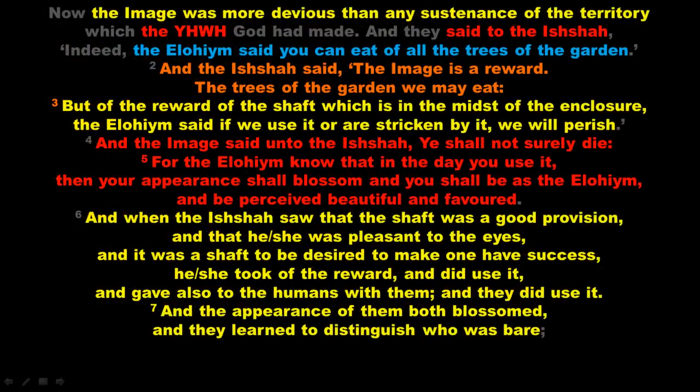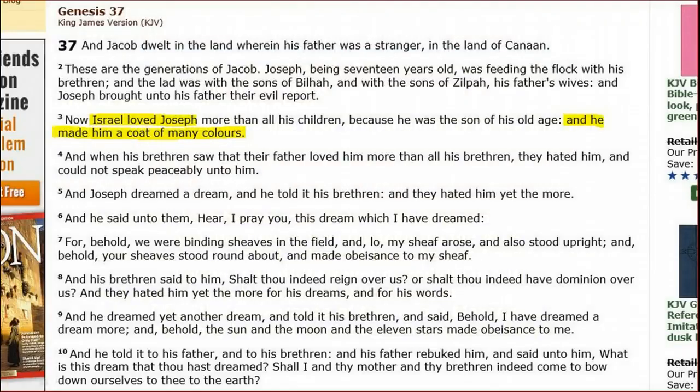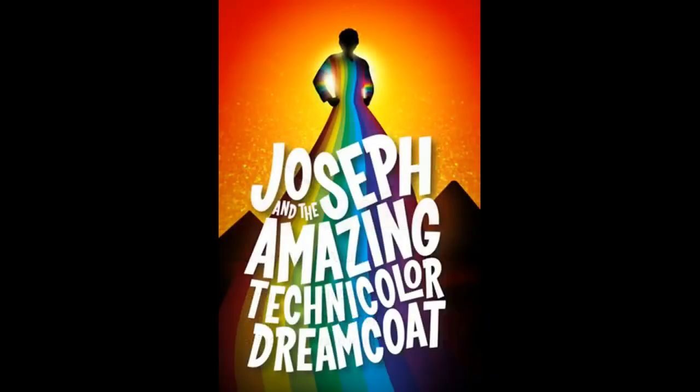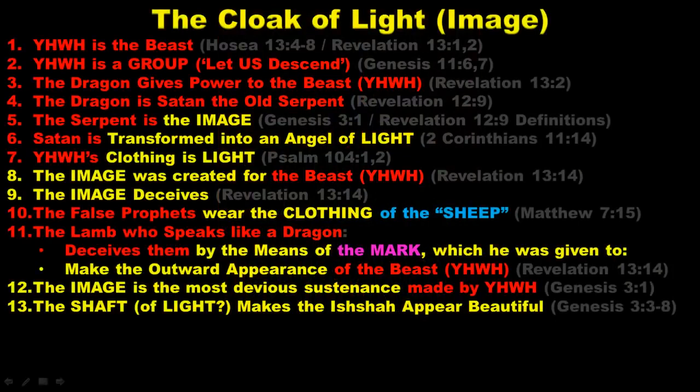So Genesis 3 tells us the Ishah and the humans with them started using this cloak of light, and they also learned how to distinguish between those who were wearing the cloak and those who weren't. And this cloak of light is all throughout the Bible. It's the coat of many colors that Jacob gave to Joseph. We know colors are frequencies of light, so Joseph's coat of many colors was a coat of light. And we're told in Revelation 13 that the image is a deceiving clothing of light.